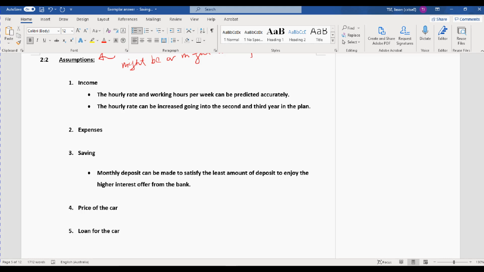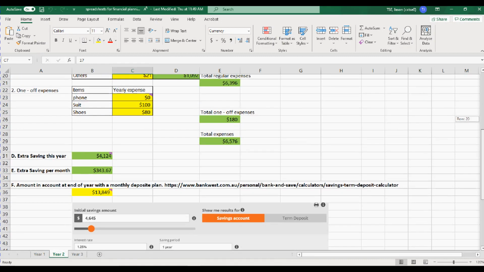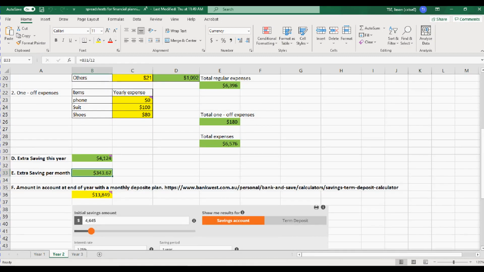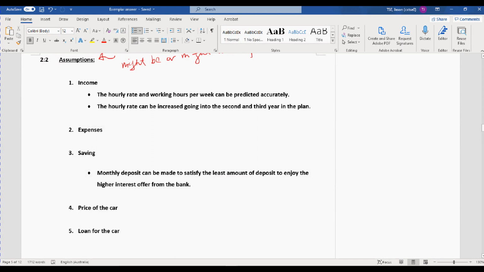Okay, so that's quite important, because in our work, okay, so we assume that the extra saving per month is more than $300, so that you could use that, okay, the saving plan from the bank, which will offer you 1.25% interest rate. Okay, so that's what we're trying to do. Okay, so that's one major assumption in your saving plan.